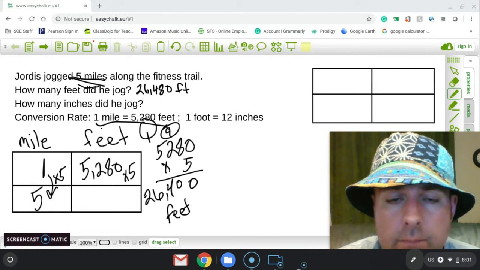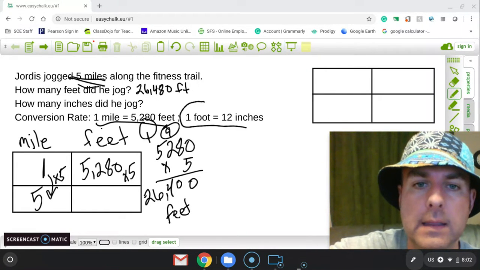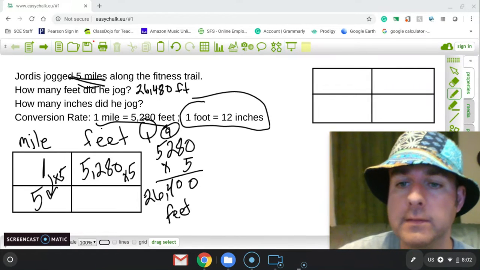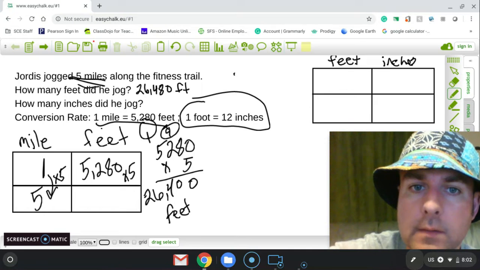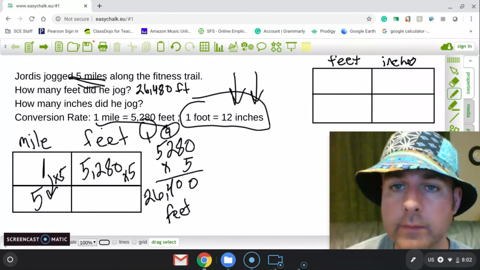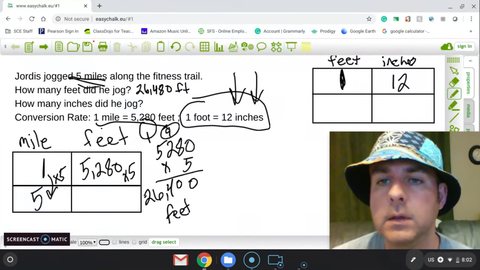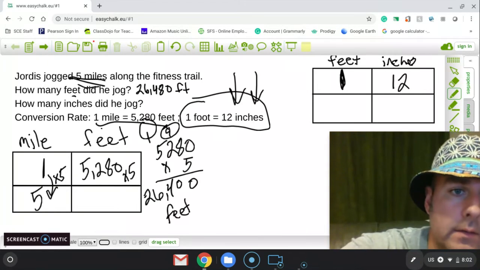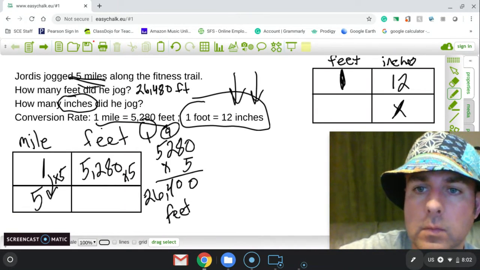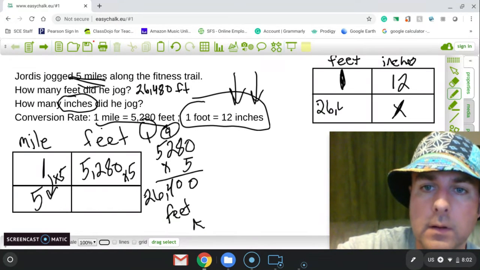So now we have to go on to the second one, and the second one says, how many inches did he jog? All right, well, where do I see my conversion rate that has inches in it? It's right here, feet and inches. So over here on my second box, I'm going to put feet and inches. Well, what's my conversion rate right here? 1 foot equals 12 inches. So I'm going to put 1 foot under the feet and 12 inches under the inches. Well, what am I trying to figure out? The number of inches, right? Right here is what I need to find is how many inches. So I don't know this one. But I do know from the last problem that I have 26,400 feet.